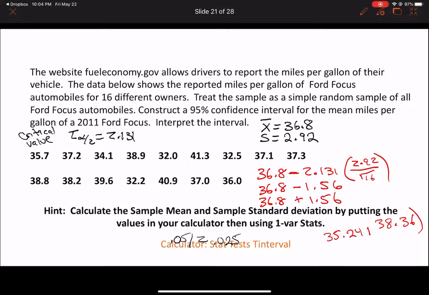35.24 is my lower and 38.36 is my upper. Let's do this an easier way. Let's use our calculator. So the interpretation of this would be that with 95% confidence, I can say that the population mean of the Ford Focus automobiles would be between 35.24 and 38.36.